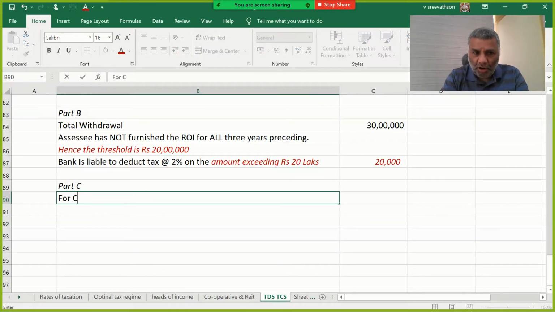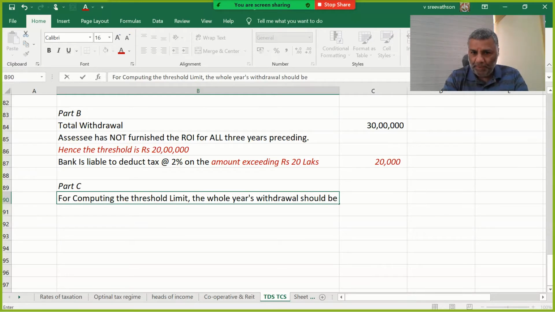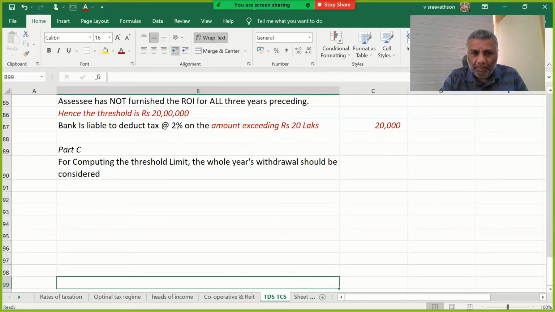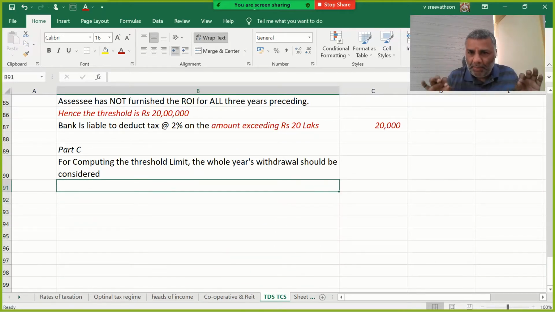For computing the threshold limit, the whole year's withdrawal should be considered. Last year itself it has been clarified. I will again talk about this in 194O along with the 206C(1H). You will get to understand very detailed about this computation of threshold. In both those cases, it is interesting. But here, for computing the threshold limit, the whole year's withdrawal should be considered.